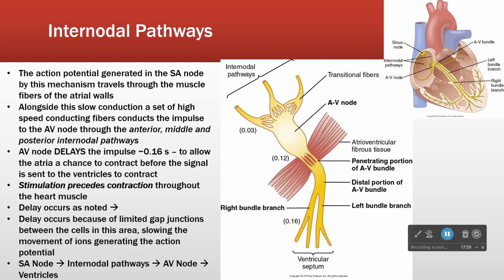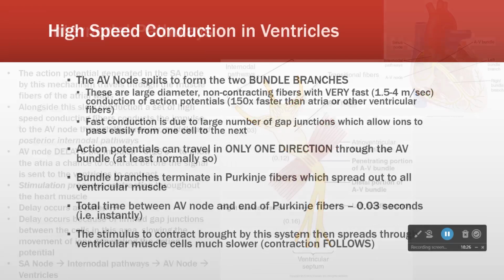And then from there, the whole rest of the system is only 0.04 more, right? So the rest of it is very, very fast. See, 0.12 and then 0.16. That means that only 40 milliseconds happens between exit of the AV node and passing through the bundle branches. So that's very, very fast. So we go SA node to internodal pathways to AV node and then into the ventricles.